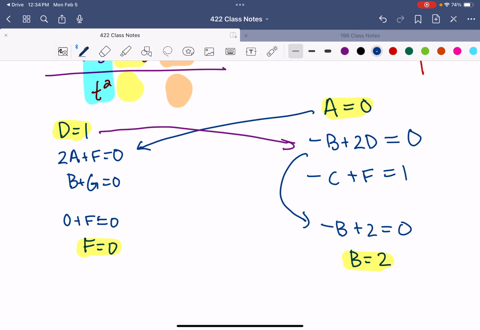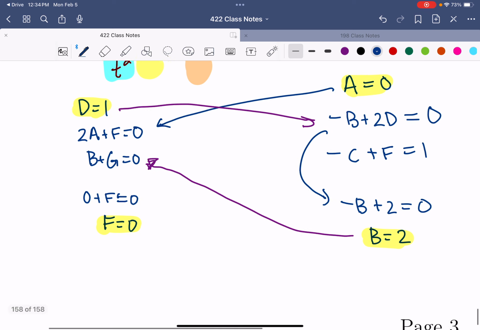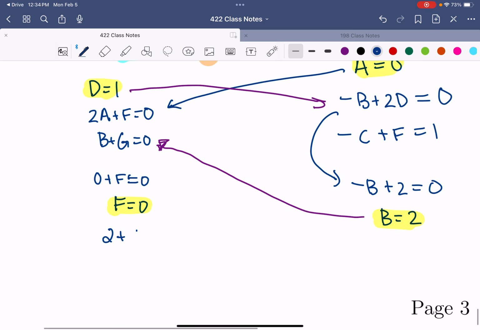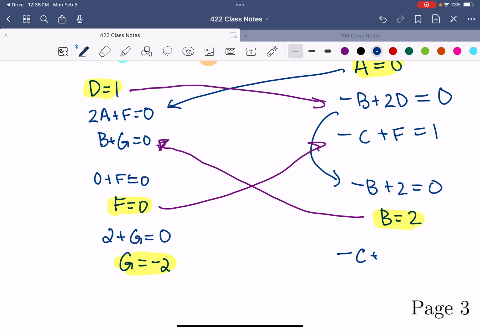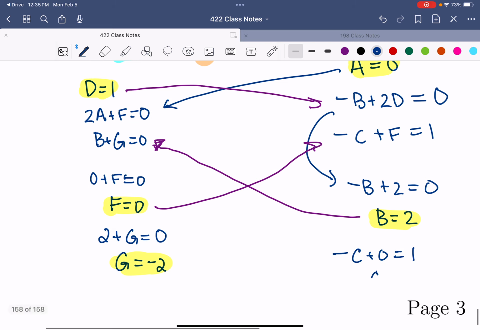All right, now take that b back over to the left. And that'll tell us that 2 plus g is equal to 0. So subtract your 2 to the other side, and you get g equals negative 2. And let's see what's left. Oh, f is 0. So we're bringing this f equals 0 over to here. And that tells us that negative c plus 0 equals 1. Divide that negative 1 over, and we get c equals negative 1. And there's our 6 values.